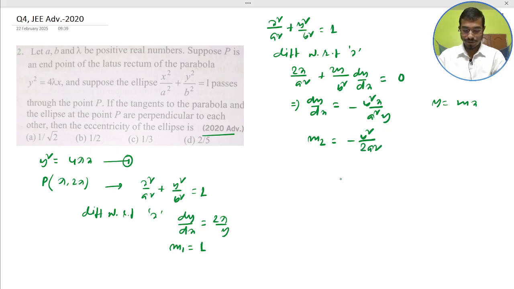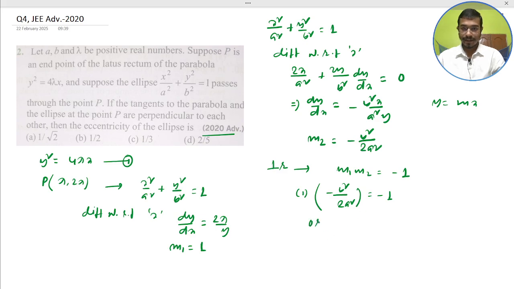minus b square by 2a square. So it is given the perpendicular condition, that means m1 m2 is nothing but minus 1. Put this value: 1 minus b square by 2a square. Okay, this is minus 1, or you would get the value of b as root 2a.